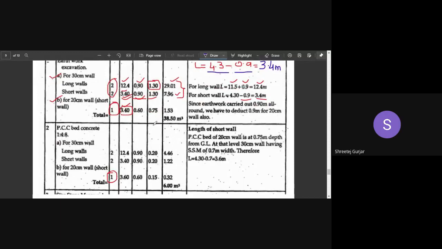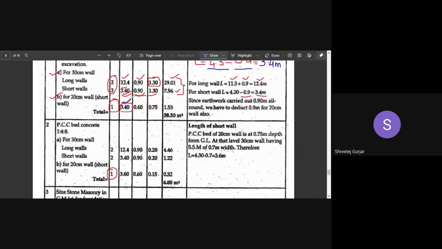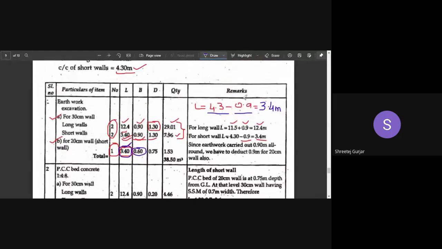This is a tricky part you have to remember. Remember and do not make a mistake while calculating this part. Do not use 0.6 here. Remember, you have to use 0.9. Okay, so 3.4 length we have got.